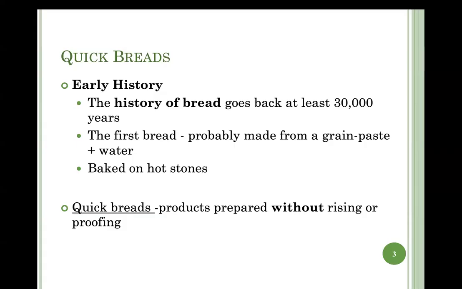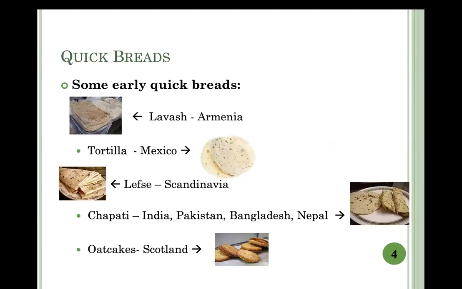So the reason we call them quick breads is because we prepare them without rising or proofing, meaning as soon as we put our flour mixture together, we can just go ahead and cook it off. So some of the early quick breads that we've seen, we have lavash in Armenia, tortillas from Mexico, lefse from Scandinavia, chapati in India, Pakistan, Nepal, and Bangladesh, and we have our oat cakes from Scotland.